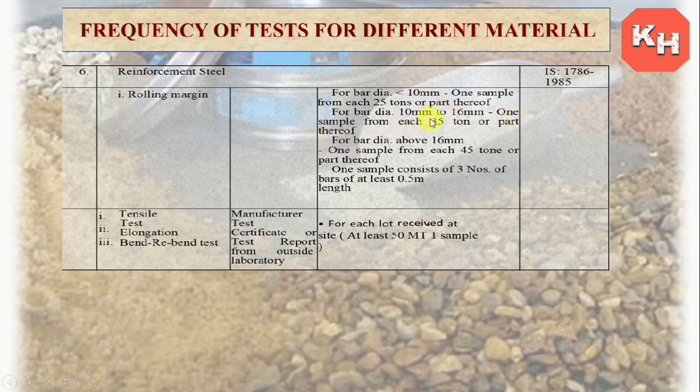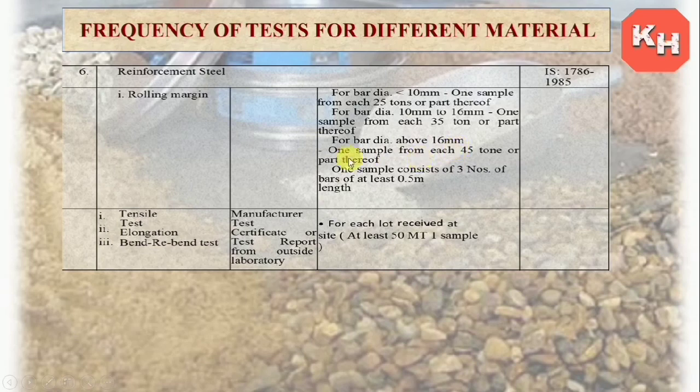And for bar diameter 10 millimeter to 16 millimeter, one sample from each 35 ton or part thereof. Just remember one thing: less than 10 mm, one sample from 25 tons, and from 10 mm to 16 mm, one sample from 35 ton or part thereof. For diameter above 16 mm, one sample from each 45 ton or part thereof.